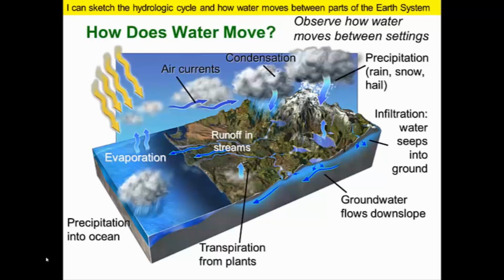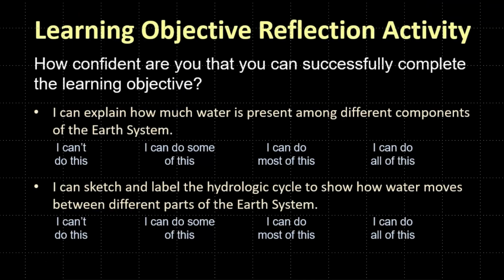Perturbations to this system result in floods and droughts and cause water levels in streams and groundwater systems and oceans to rise and fall. So we have learning objectives for today. How confident are you that you can respond to each of these learning objectives successfully?